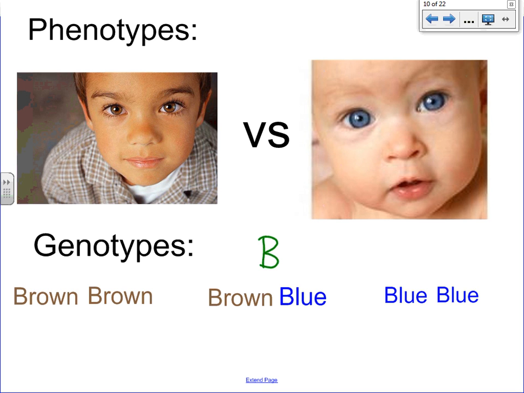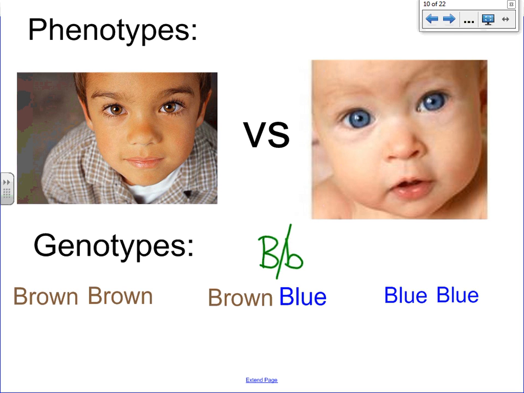Now you may ask yourself, how are we going to distinguish brown from blue if we're only using one letter? The way that we do that is by using capital letters or lowercase letters. In this case, it could be either big B or little b. Whatever the dominant trait is gets the capital version of the letter, and whatever the recessive version of the trait is gets the lowercase version of the letter.